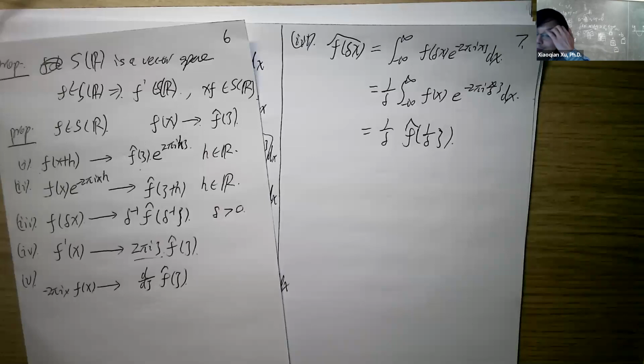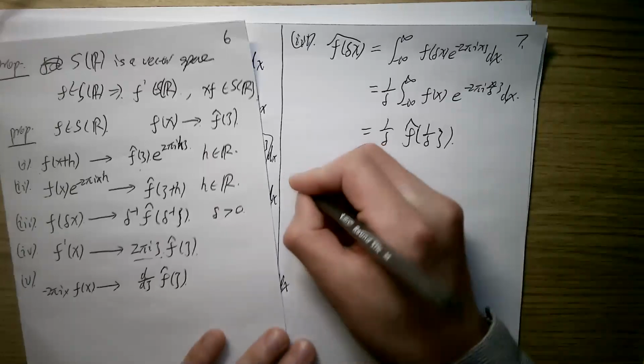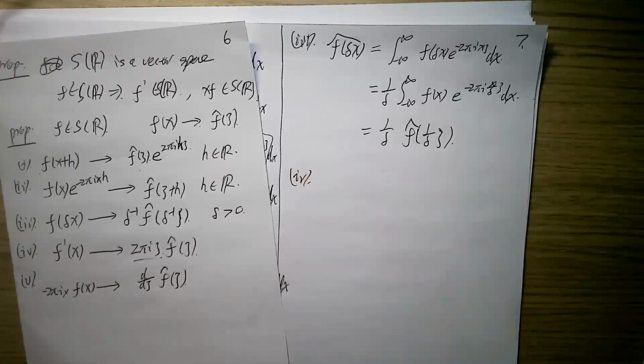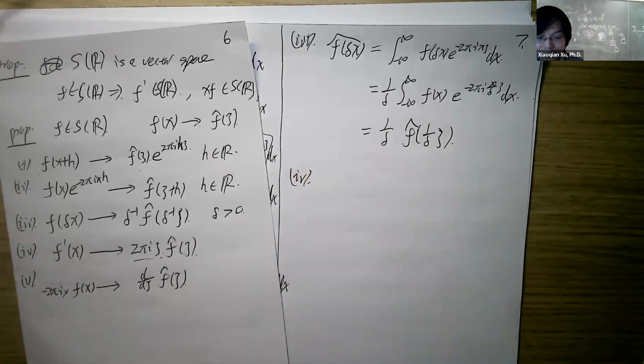Okay. That clear? Yeah, clear? I think it's just some easy calculation, change of variable. Hope it's fine. Yep, looks good. Okay, good. Now we want to show the derivative stuff, right?